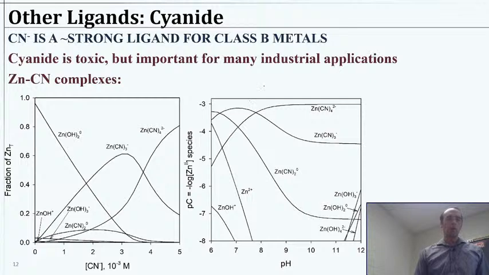Ultimately, if we add enough, we're getting mostly the CN4 2 minus. So we can take a look at how much we need to add to get some outcome. And again, this is all going to relate largely to that equilibrium chemistry. And if we add a whole bunch, we probably just end up with primarily the 4 complex zinc.